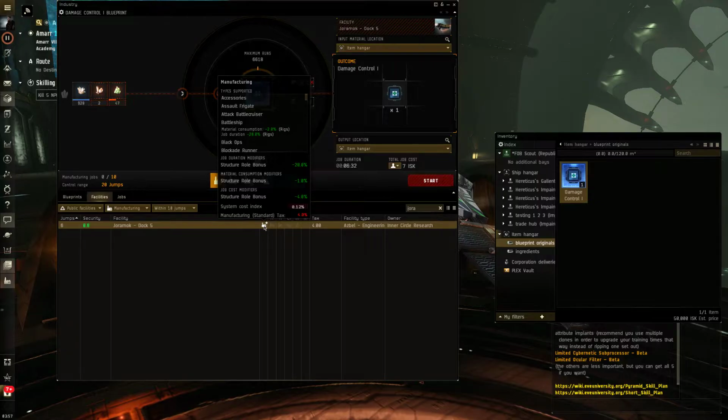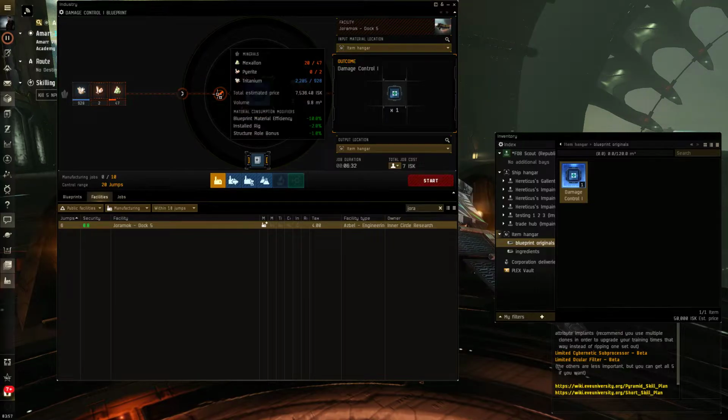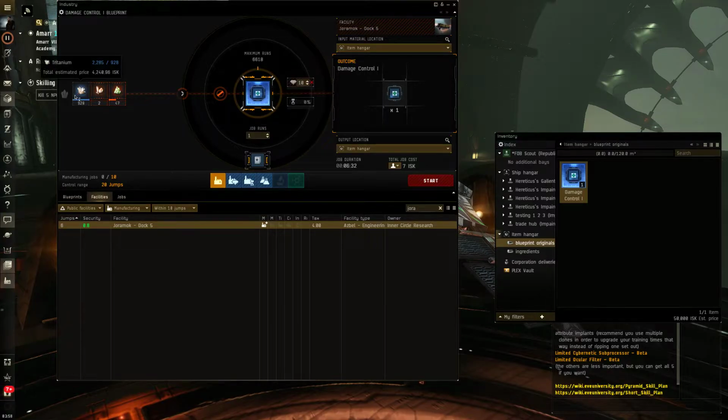So yeah, you could go, I'll show you differently, but this is the best way to do it. So equipment rig, player owned station, and you own the blueprint and you have it in your possession. So you will see the installed rig bonus, and you'll see it reflected here as well. Okay, that's really low. That's a great price.